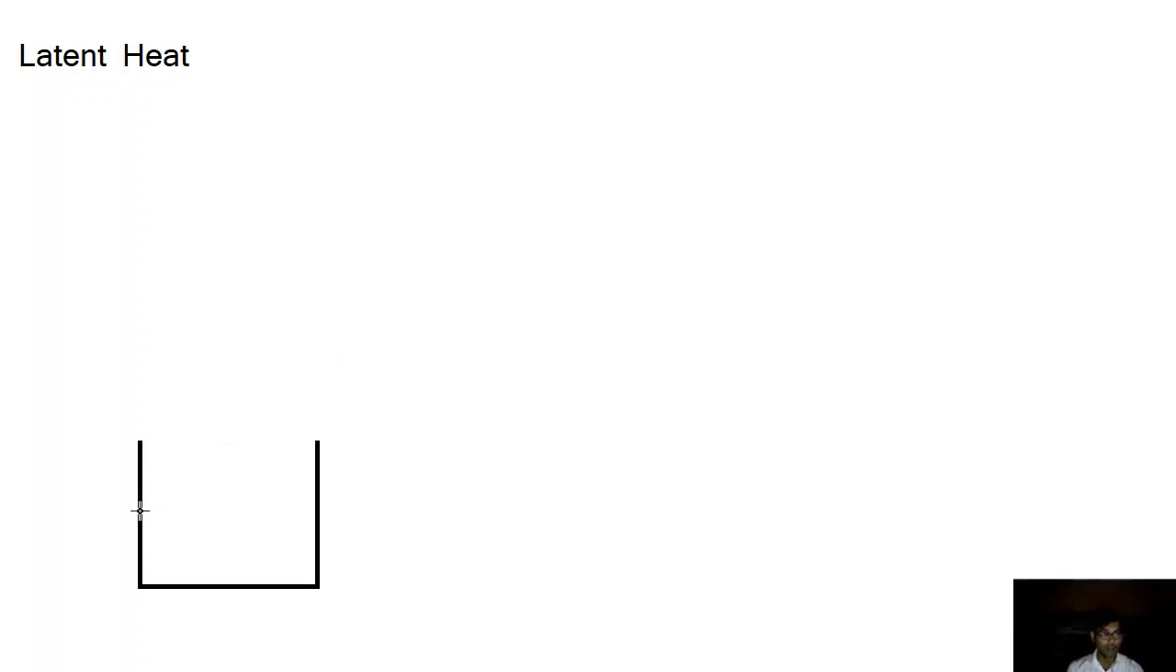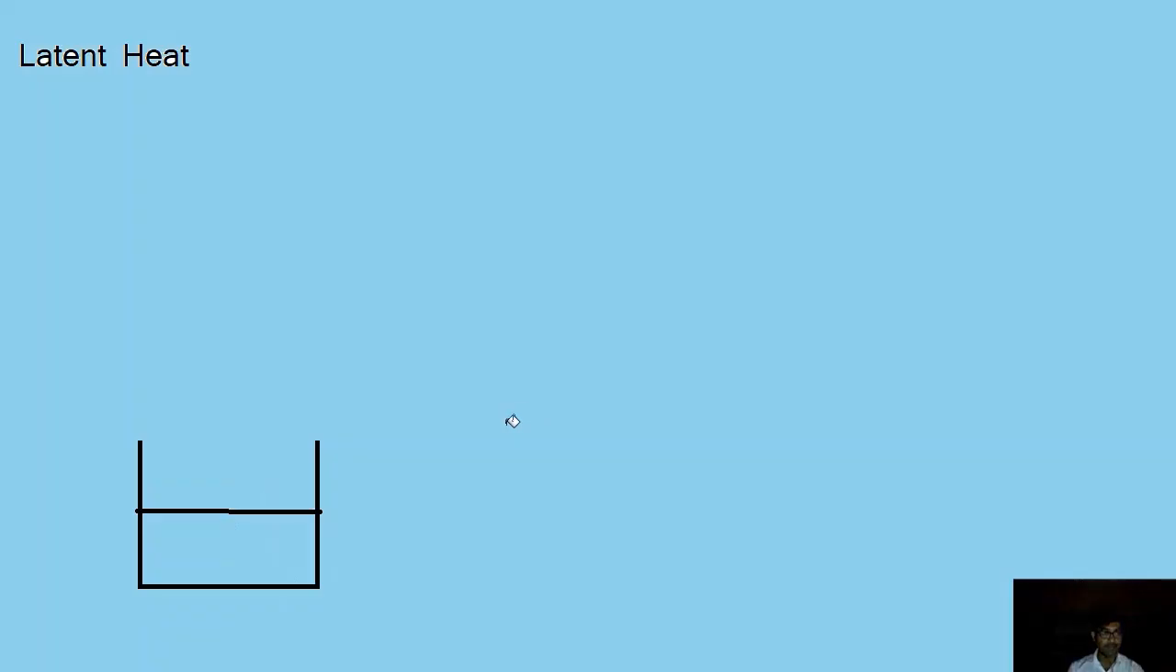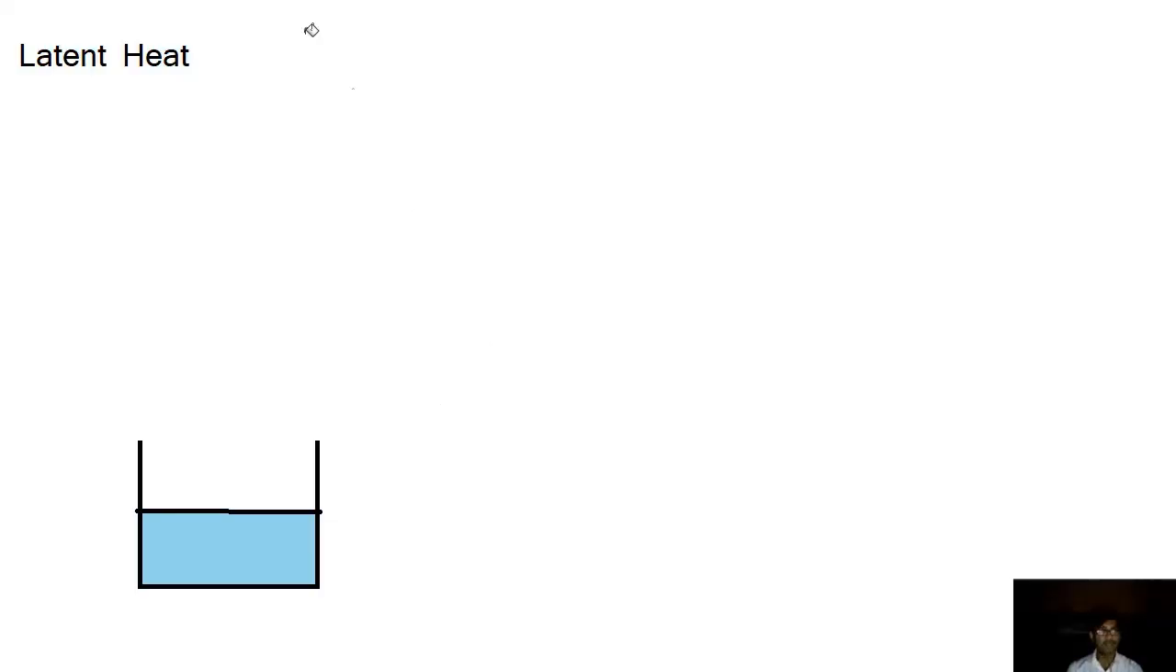and we are going to heat this water. And before heating this water, what we are going to do is we are going to put into this vessel what we call a thermometer. So let us draw a thermometer here.